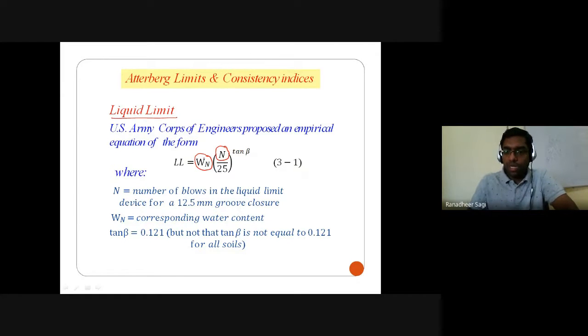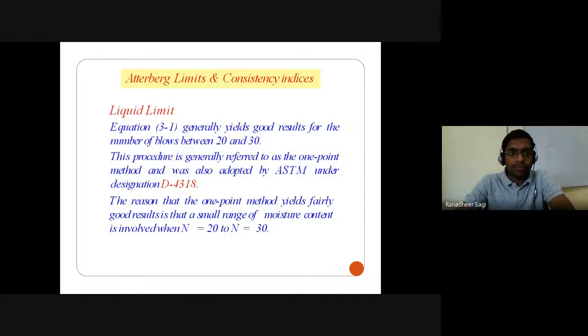It's based on an empirical relation. However, we still make use of it to approximately get the liquid limit value of the soil. It's not going to give you exactly the liquid limit value of that particular fine grained soil, but approximately you can still make use of this expression to determine the liquid limit.